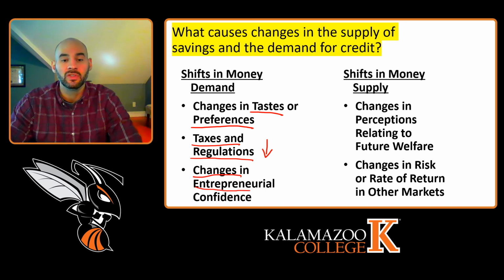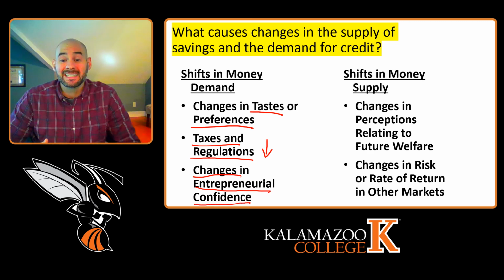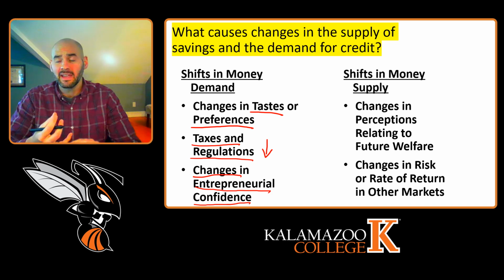And changes in entrepreneurial confidence: if you think that the coronavirus and the government response is going to make it less likely that your restaurant is going to be successful, then you're not going to request a business loan to begin a restaurant during this time. On the other hand, if you think that the vaccine is coming out, we're going to be able to allow full capacity in restaurants, and that rent is cheap for restaurant space right now, then it may drive up demand. But once again, that would be in response to changes in entrepreneurial confidence.